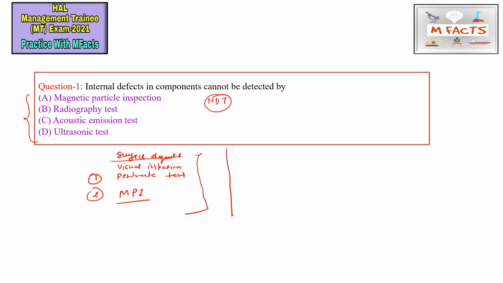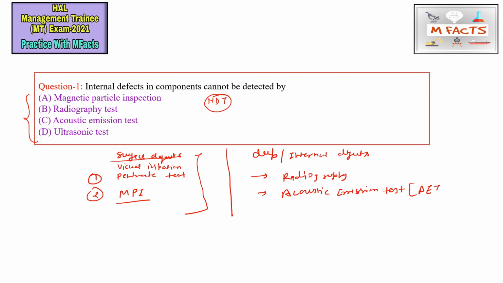And for subsurface and deep lying defects, that is internal defects, we can utilize all other NDT techniques like radiography. So radiography we can utilize for these internal defects. The next is acoustic emission test, which is also known as AET. So in short they may also ask it this way. Please try to remember all of these, because these are the standard ways of writing these NDT techniques.